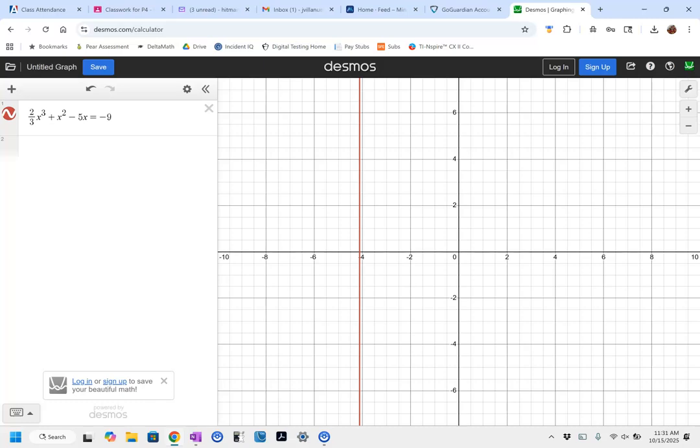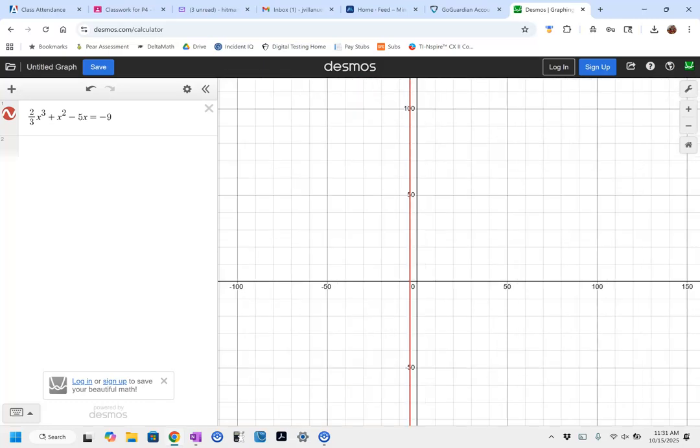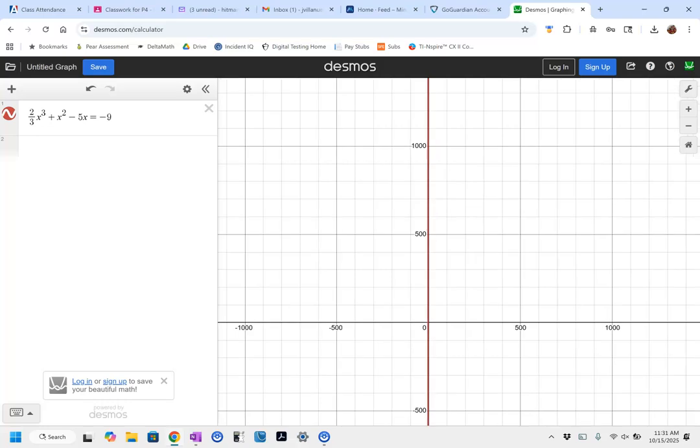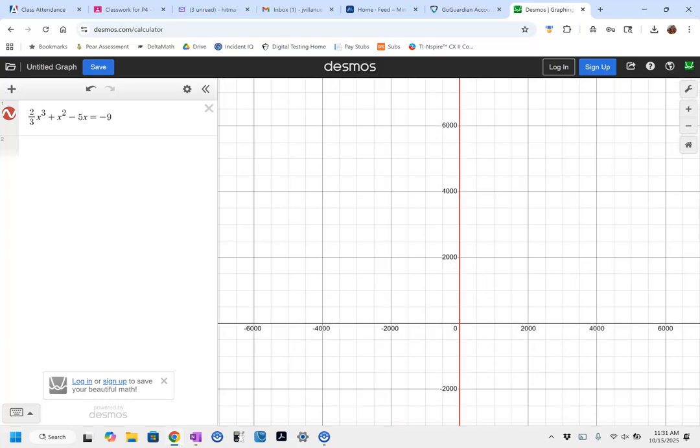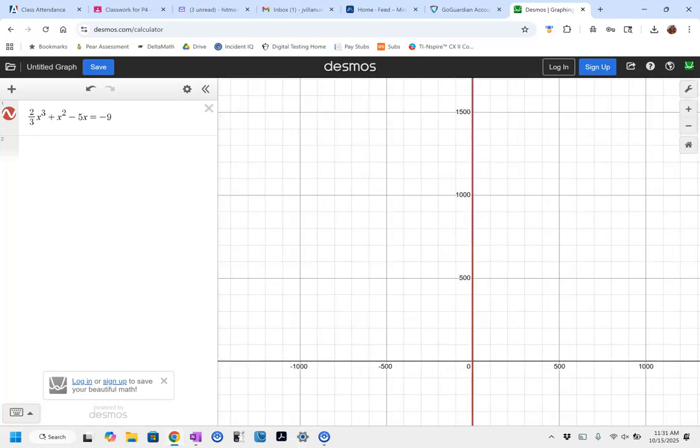So I'm going to zoom out. Oh, this thing is very far out.